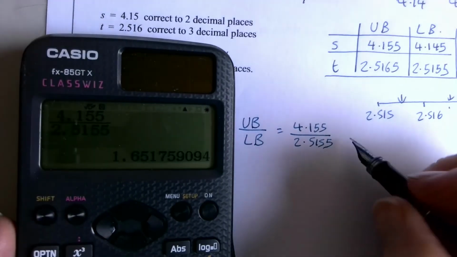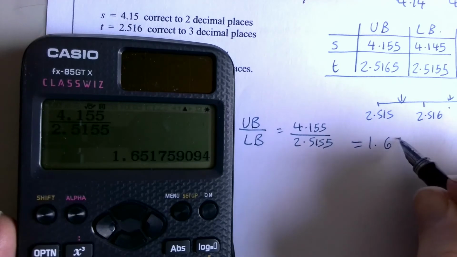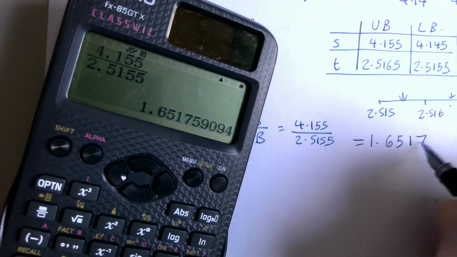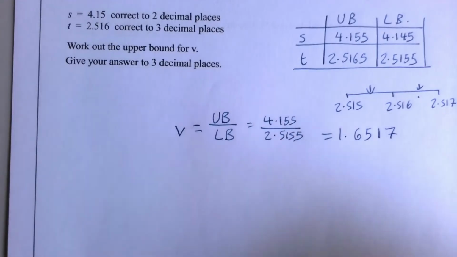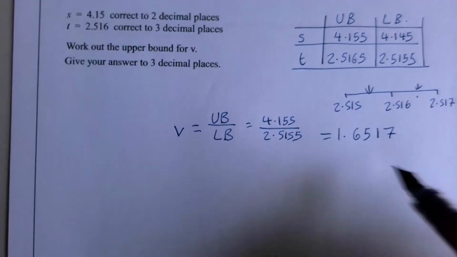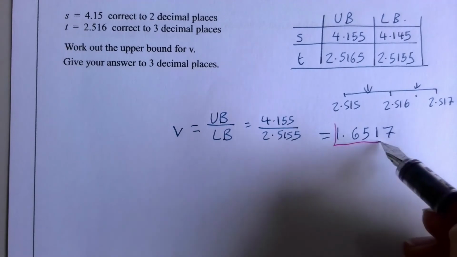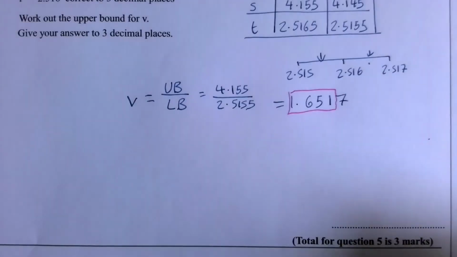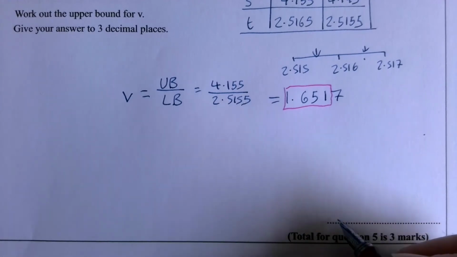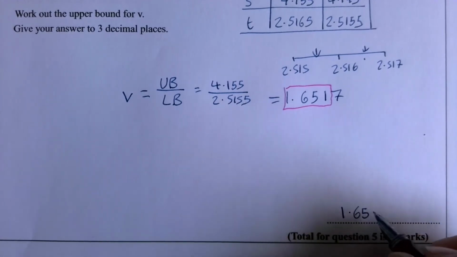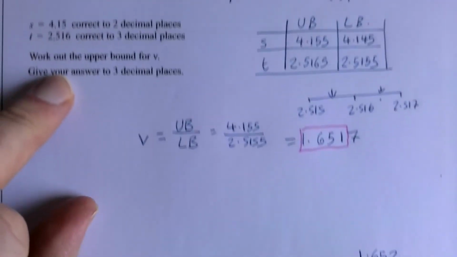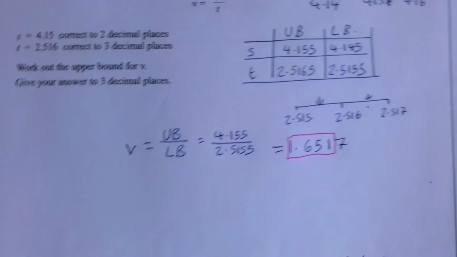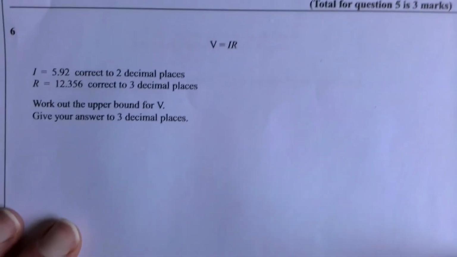Now that's giving me a great big long number here, 1.65. What does it want? To 3 decimal places. So if I write down to 4 decimal places, I can be ultra sure that I get the right answer by then putting a box around those. The 7 means I'm going to be rounding up, so it's 1.652. Just check back, there are no units at any point, so we don't need that. Okay, next question.